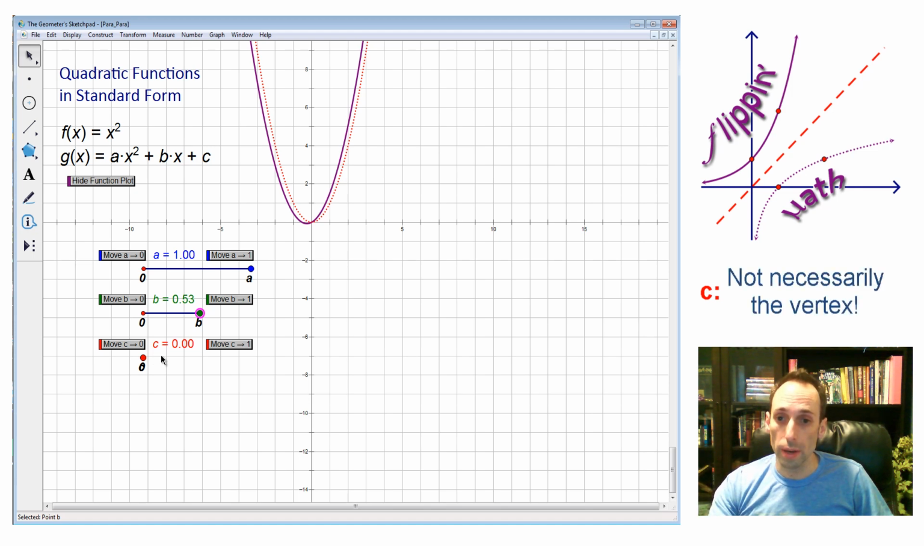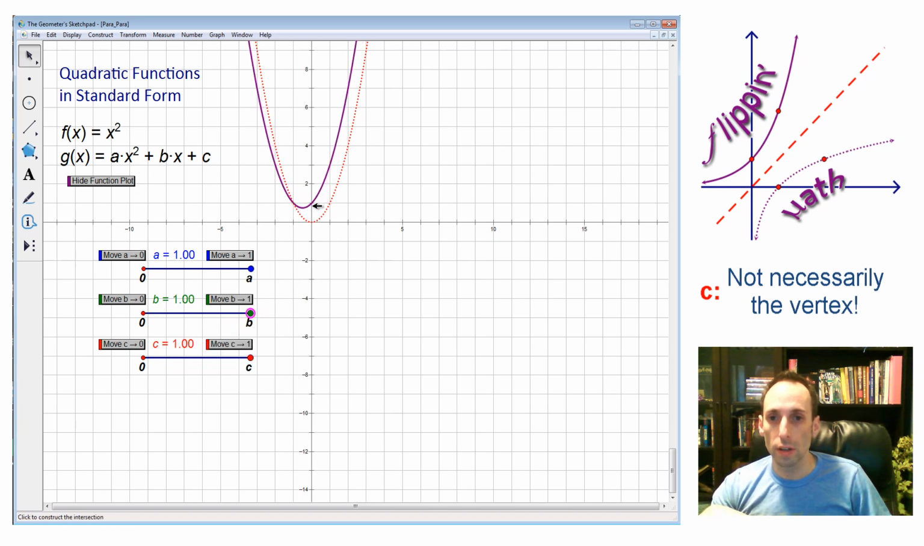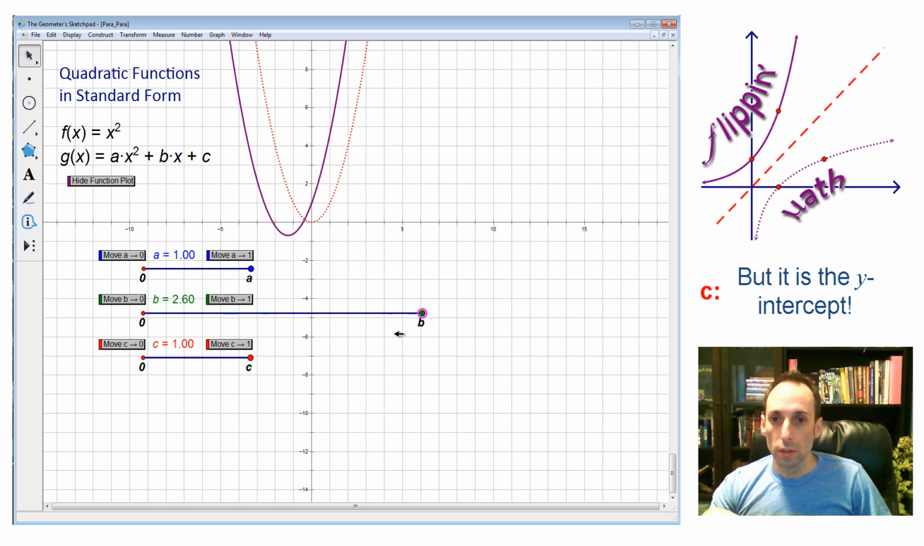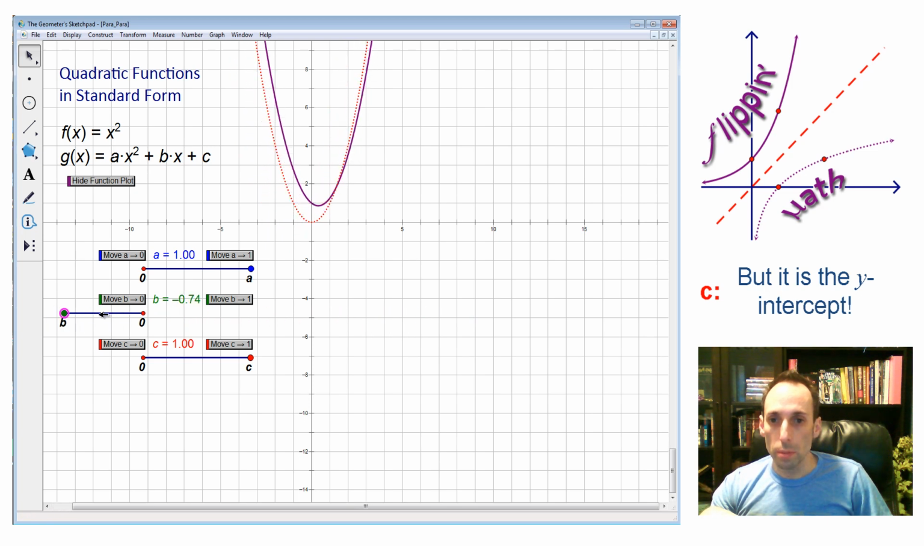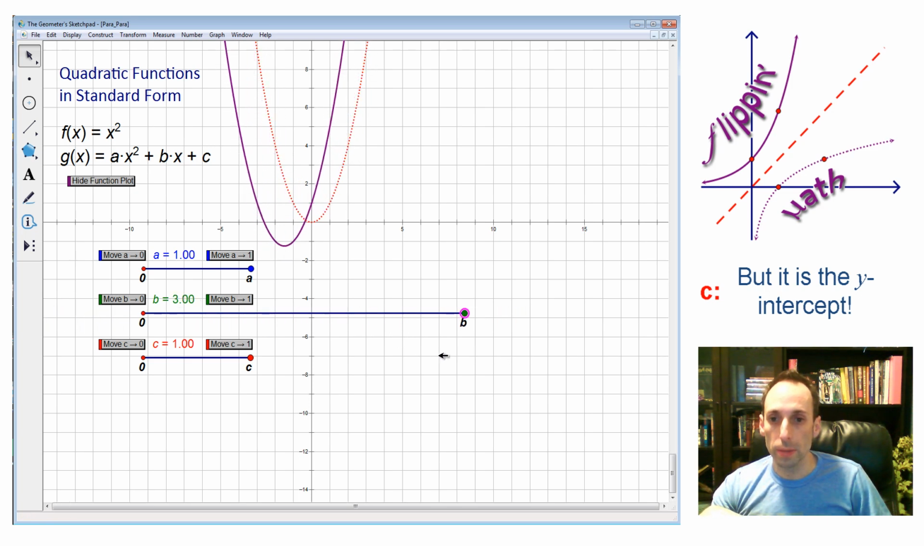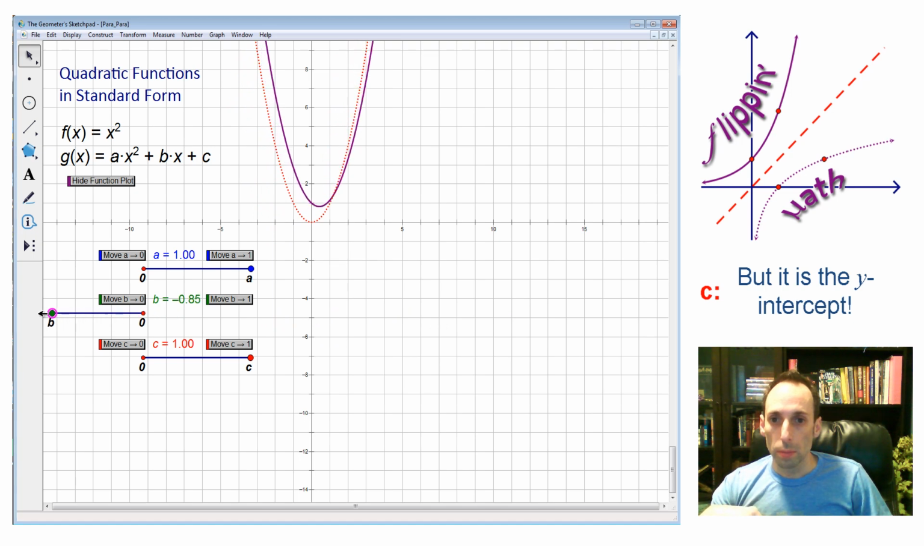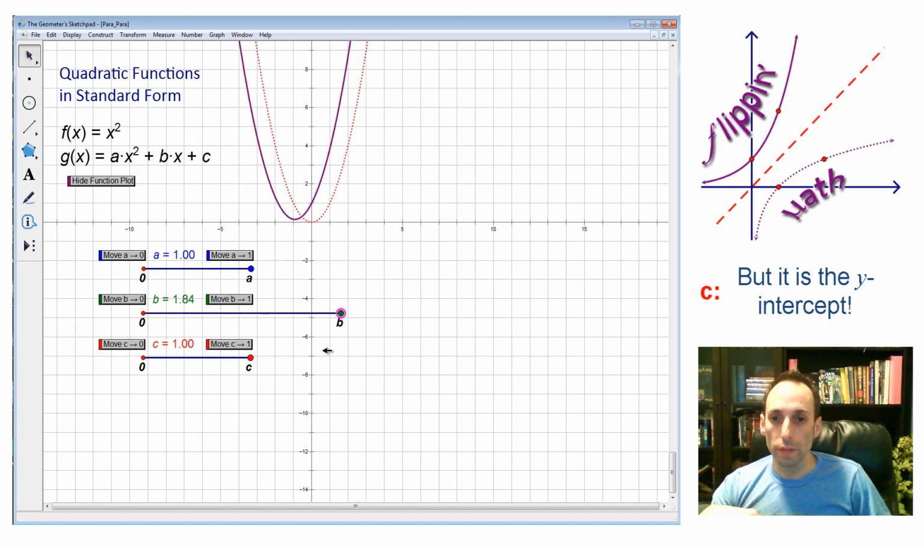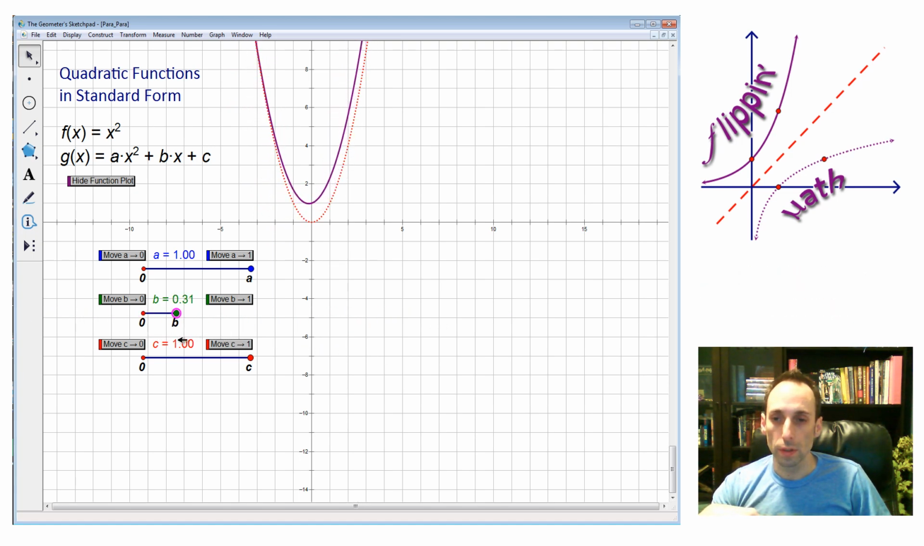So let me just show you that C value is not necessarily the vertex. It is the y-intercept, but it's not necessarily the vertex. So let me move this to something, and now you can see very clearly that it's not the vertex, but it is the y-intercept at 1. Make it whatever I want on the B, and the y-intercept is staying 1, but that's not necessarily the coordinate of the vertex.